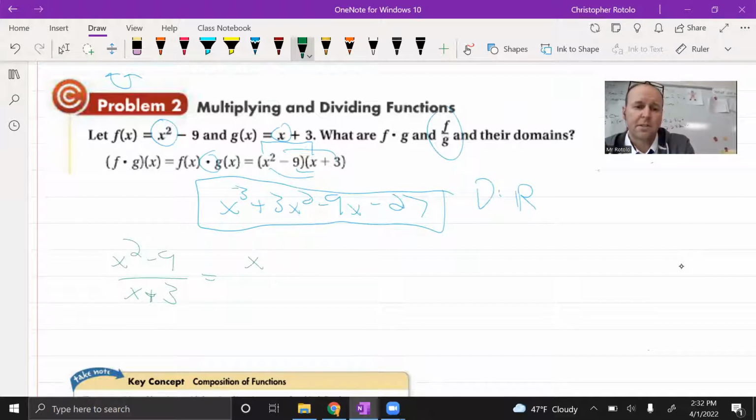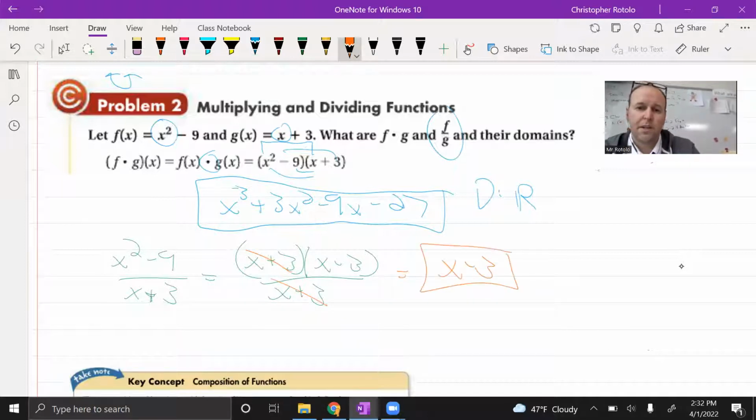So here's what we have. We have x plus 3 and x minus 3 over top of x plus 3. Well, I know for sure x plus 3 divided by x plus 3 turns out to be 1, so I have x minus 3. So my simplified form of f of x divided by g of x is just x minus 3. Are there any domain restrictions?